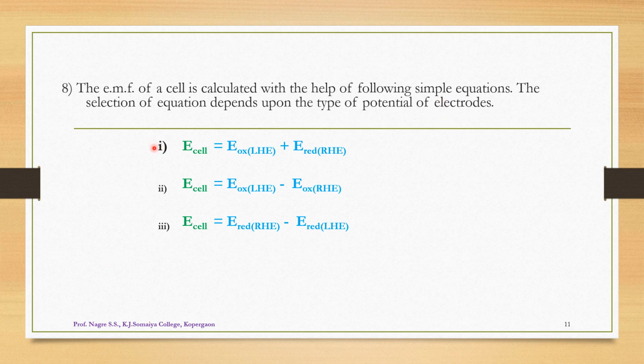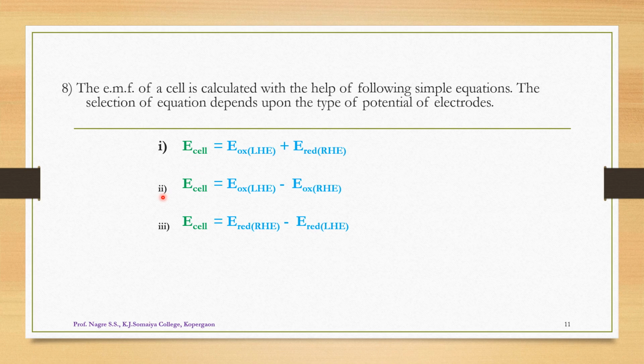Equation number 1 is commonly used when the oxidation potential of the left hand electrode and the reduction potential of the right hand electrode are given. In this case, the EMF of a cell is calculated as E cell is equal to the oxidation potential of LHE plus the reduction potential of RHE. So when these two different types of potentials are given for the 2 electrodes, we take their summation and it gives the resultant EMF of the cell.